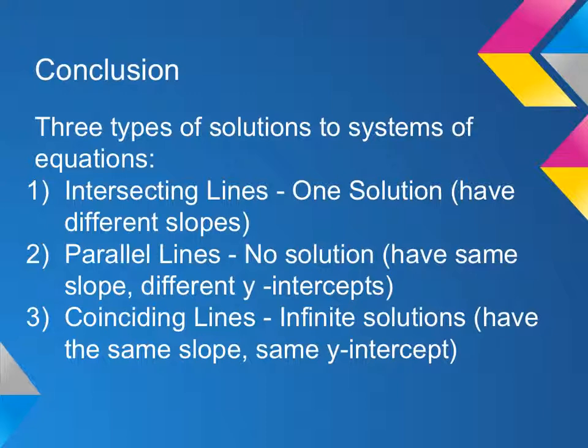If the lines are coinciding, that means they're the same line. There are infinite solutions. They have the same slope and same y-intercept, and those are called dependent systems.